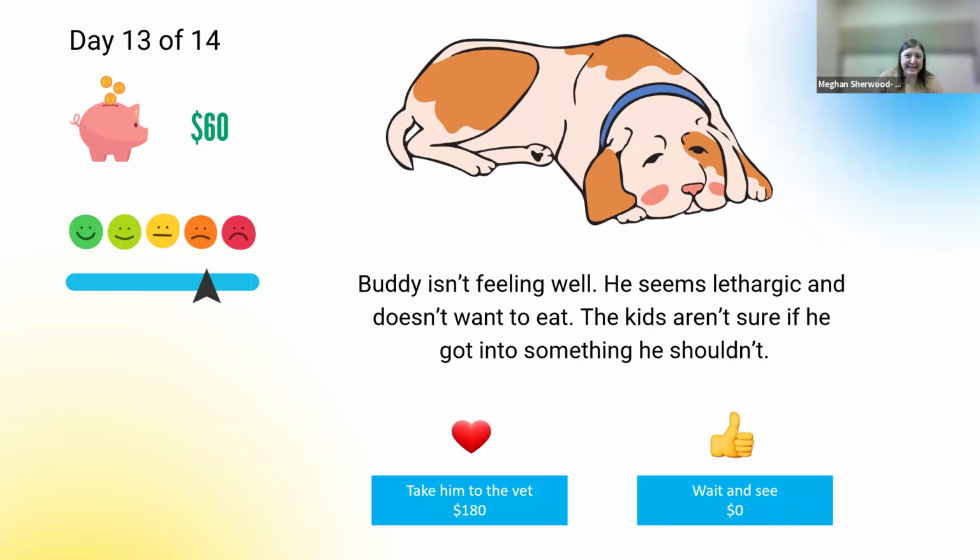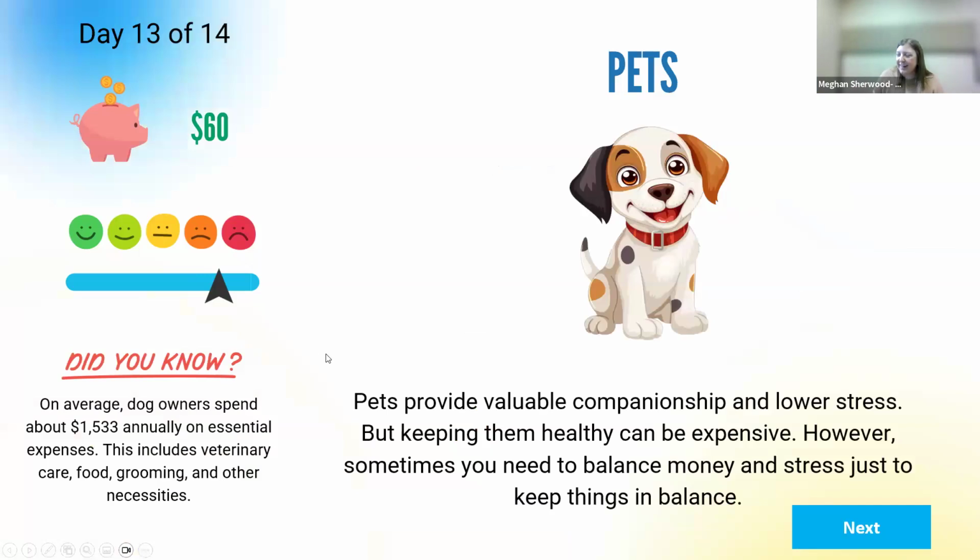Thumbs up if we want to wait and see, or heart if we take him to the vet. I know it's so tough. Kids and pets, those are the two. When it's adults, we're like, oh, we're fine, we'll be okay, right? But we don't want to see those things happen to others. I'm seeing a real good mix of both hearts and thumbs up, but I think I saw mostly thumbs up. Knowing we're on one of the last days of our budget, I'll go with the thumbs up that we saw there.